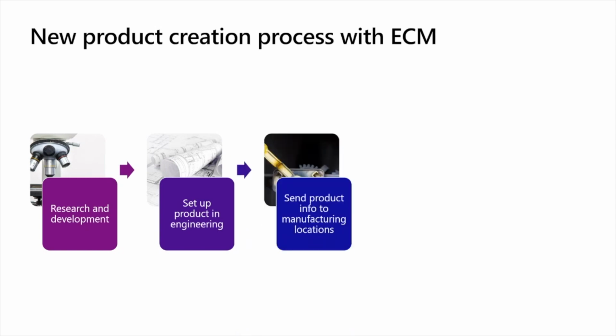Next, we send the information about the product and how to make it to any of our manufacturing sites that will produce it. We can choose what data should be controlled by our central engineering org and what will be controlled by each specific location.